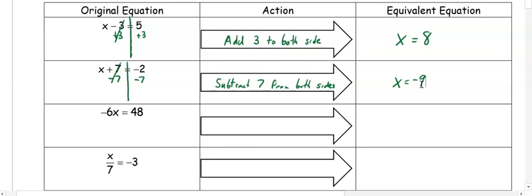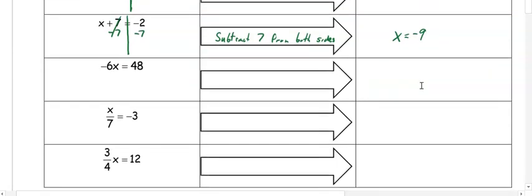In our next problem, we have 6x equals 48. So when 6 is written next to x like that, that is multiplication. The opposite of multiplication is division. So we are going to divide by 6 on both sides. When we do that, the 6 cancels out. We're left with x equals 48 divided by 6, which is 8.